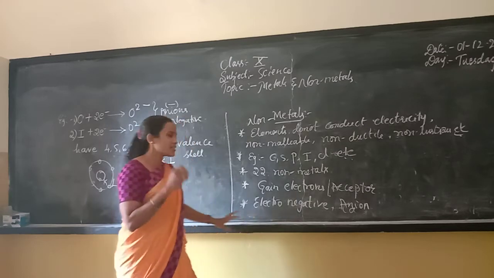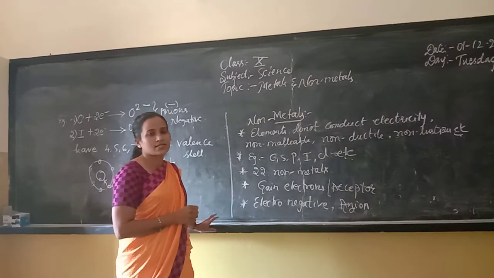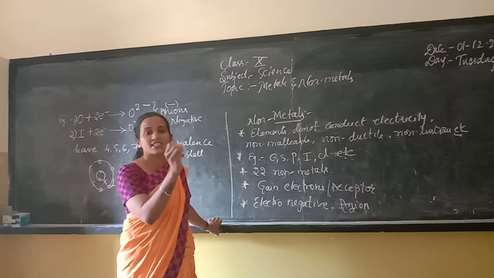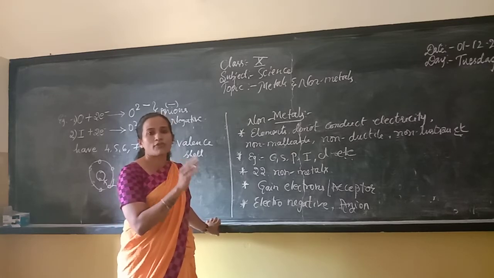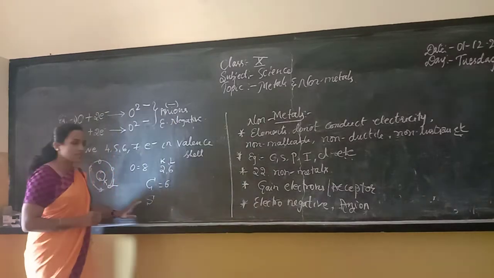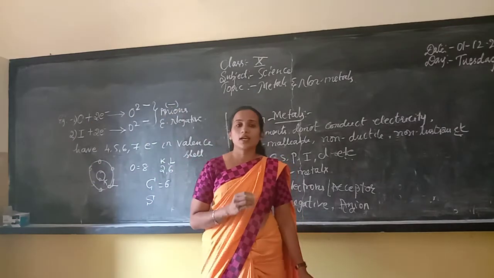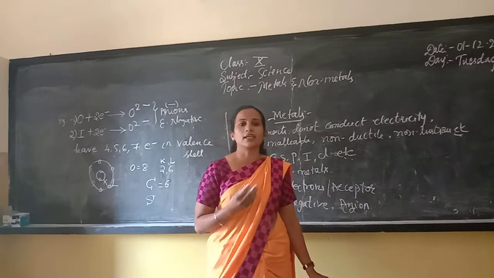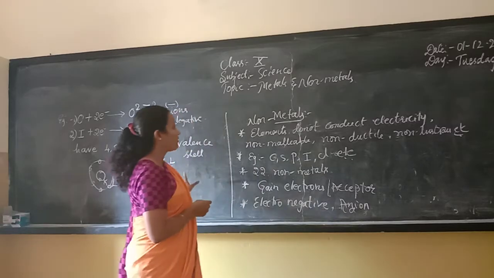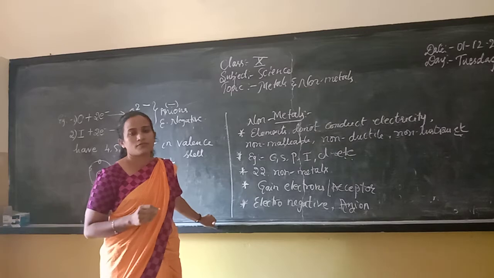Let's take one more example, sulfur. Sulfur is a non-metal. Where do we find sulfur? We find sulfur in acid rain. It is one of the constituents of acid rain. Understood? Like this, not only carbon and sulfur, even many non-metals are there which we are using in one thing or another. Understood, children? So I hope you have understood the meaning and definitions of metals and non-metals.